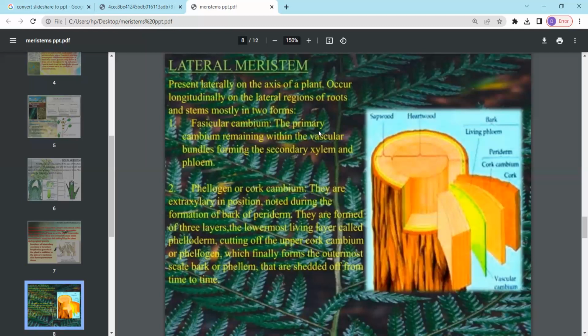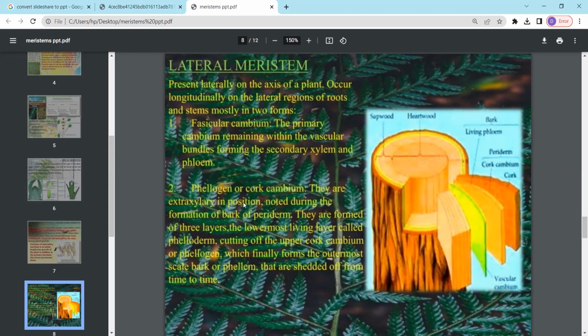Generally this fascicular cambium is present in the vascular bundle. During the secondary growth, this fascicular cambium becomes active and helps in the formation of secondary xylem and secondary phloem. So an example of lateral meristem is fascicular cambium, which mainly helps in production of secondary xylem and secondary phloem during the secondary growth.